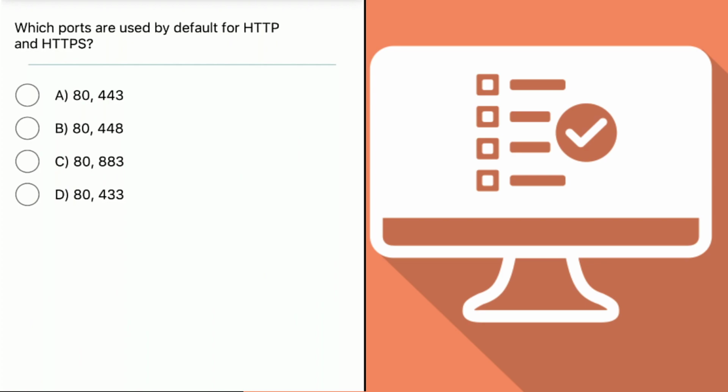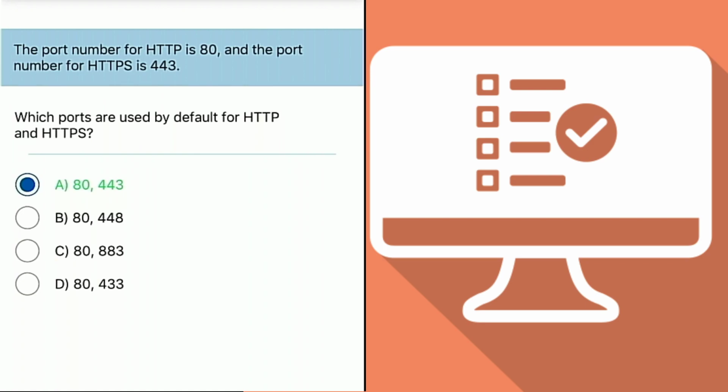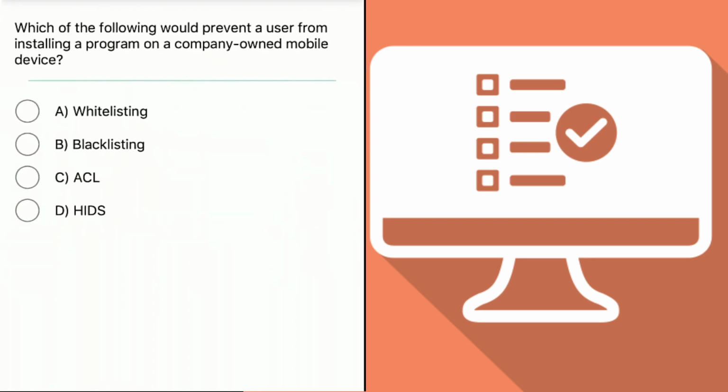Which ports are used by default for HTTP and HTTPS? A. 80, 443, B. 80, 448, C. 80, 883, D. 80, 433. Alright, if you choose A, I think you're correct. The port number for HTTP is 80 and the port number for HTTPS is 443. Alright, let's go to the next question.